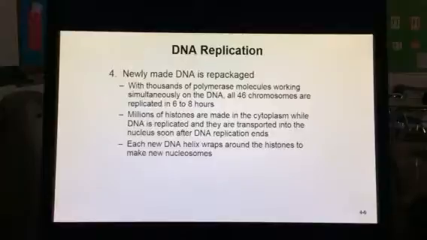The fourth step, and this is sometimes glazed over as well, is that the newly made DNA is repackaged. All these replication forks occur at thousands of different locations on the DNA, and when it's all said and done, that DNA gets repackaged back into 46 chromosomes. All of that occurs in 6 to 8 hours, which is crazy if you think about it. So each new DNA molecule then wraps back around the histones.